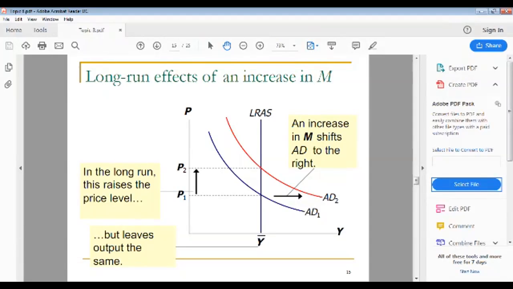Wait, what does LRA stand for again? Long run aggregate supply. And then M just stands for like... Money supply. Yeah. Money supply. Yep.